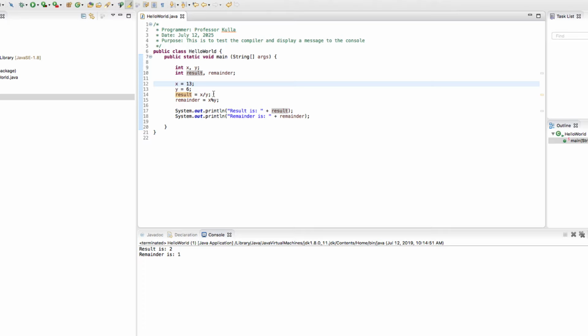So again, a review of integer division and a review of modulus, as well as how to force floating point division when you're dividing integer values.